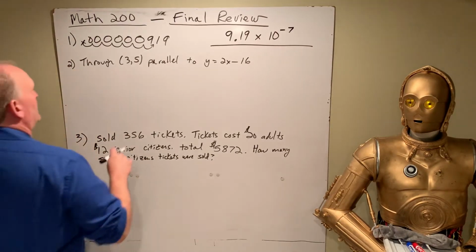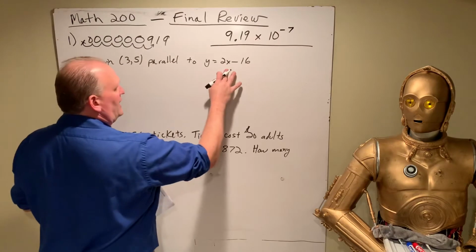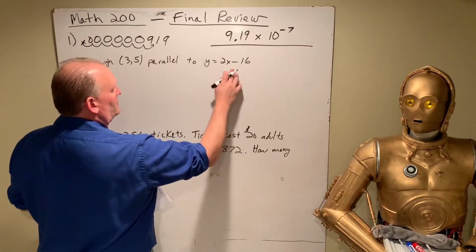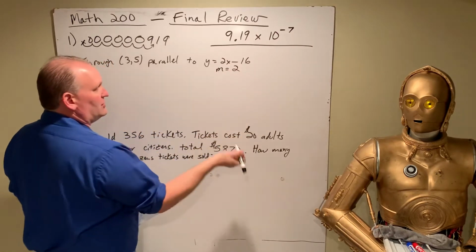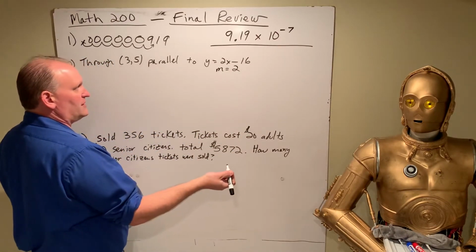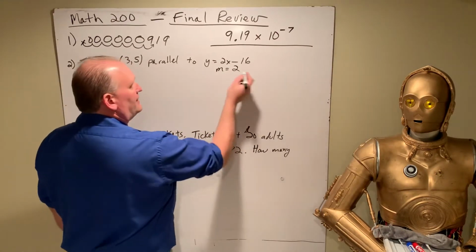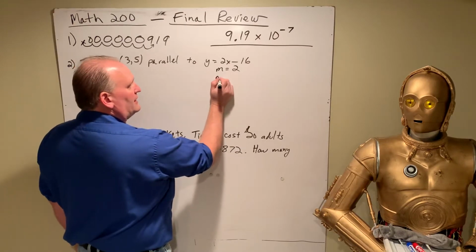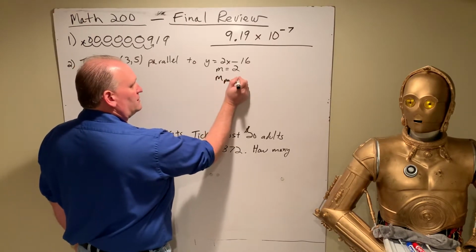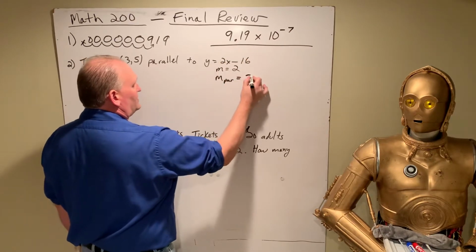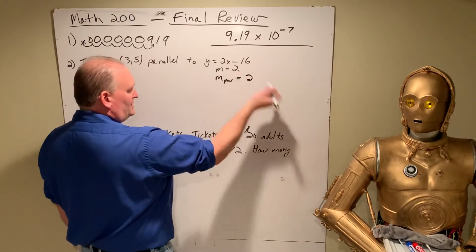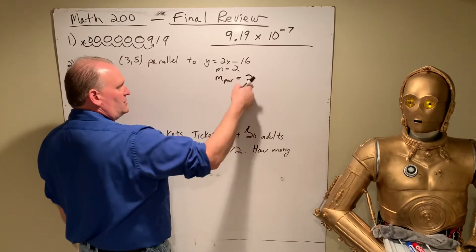All right, through this point, but parallel to that. So if this is a line that we want it to be parallel to, we look at the slope. The slope of this line is 2. That's always the thing in front of the x, y equals mx plus b. And then parallel slopes, remember, parallel lines never cross. Slopes are the rate of change. So the rate of change has to be identical. Otherwise, they would cross somewhere. So the slope is the same.